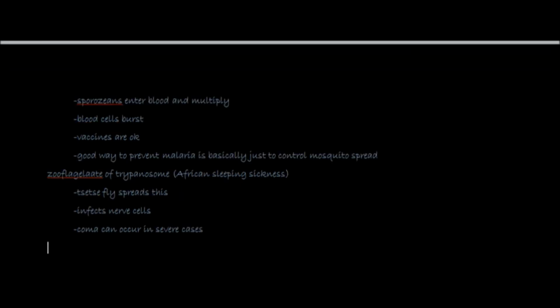Others are amoebic dysentery, which attacks the intestine wall, and it's caused by Entamoeba. Also, Giardia. Don't know if I said that correctly either. It makes microscopic sized cysts.